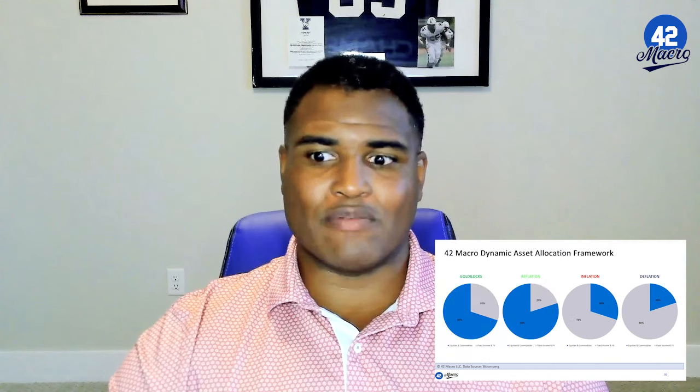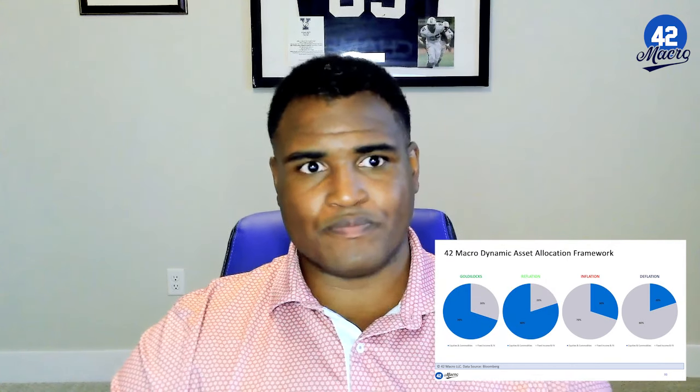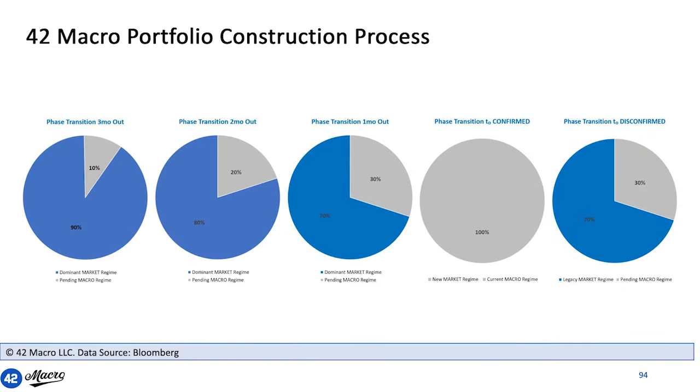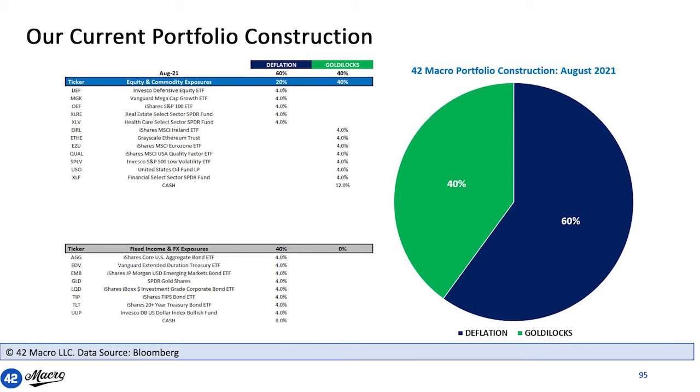But again, we have a thoughtful, balanced, carefully constructed portfolio as identified on slides 93 and 94, just reviewing our dynamic asset allocation framework, as well as our portfolio construction process, and ultimately arriving at slide 95, which again is our current portfolio construction. It's thoughtful, it's balanced. We're not trying to lean all one way or all in the other way. We want to take advantage of how we see the cards unfolding from a dominant market regime perspective in the context of what we have projected from a bottom-up macro regime perspective.